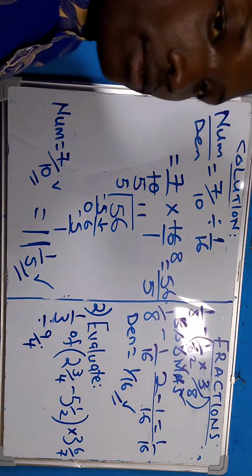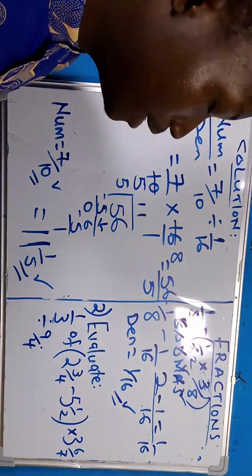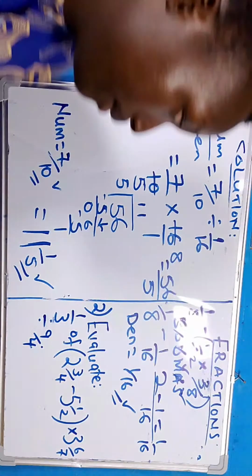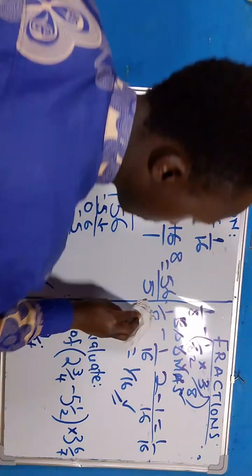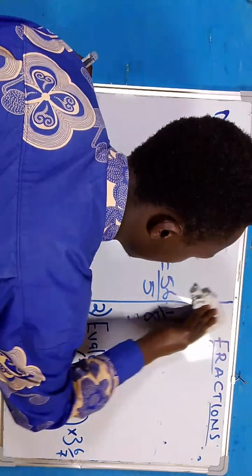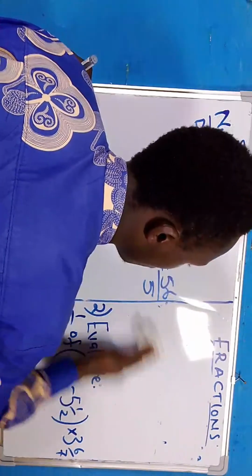You solve the numerator using the BODMAS. You solve the denominator using the BODMAS. The answer you get for the numerator, you divide by the answer of the denominator. So let's proceed to question number 2.